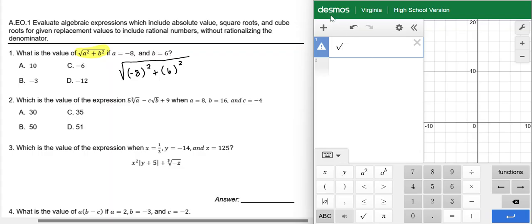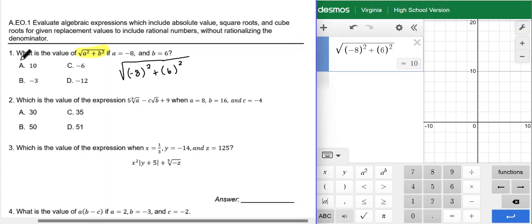Notice I'm using the Desmos Virginia High School version, so all the features that are on here, you will have those when you take the SOL. Okay, so I'm just plugging it in exactly the way it is. There you go, that's 10.